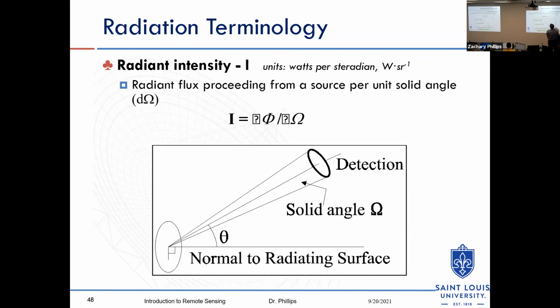So here the intensity is related to the irradiance and our solid angle. So the larger the solid angle, the less intense or the smaller radiant intensity we are going to have. And this is measured in watts per steradian. Does anybody know what a steradian is?